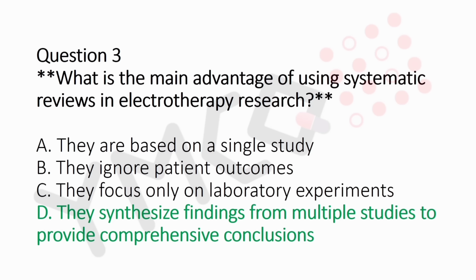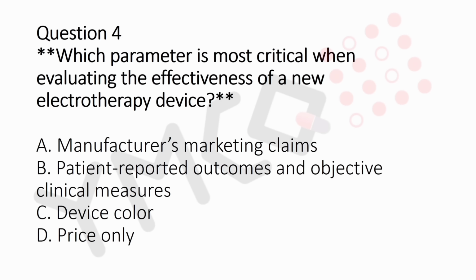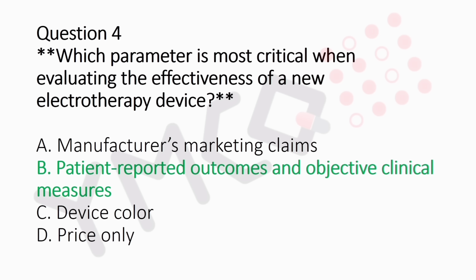Now let's move to question number 4. Which parameter is most critical when evaluating effectiveness of a new electrotherapy device? Option A, manufacturer's marketing claims. Option B, patient reported outcome and objective clinical measures. Option C, device color. Option D, price only. And the answer is option B, patient reported outcome, objective and clinical measures.